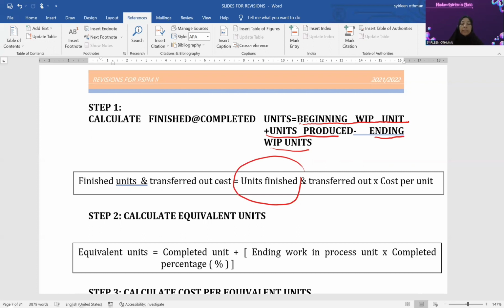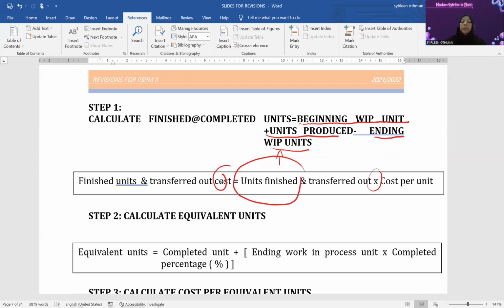Okay, so nak cari the completed units, we'll find the beginning WIP unit. Kita akan campur dengan unit produce and we'll minus the ending WIP units. So once you get the finished units or the completed units, how are you going to calculate your finished units and transferred out costs? Tadi kita kira units, dan bila kita nak kira cost, the one that you've calculated above, kita akan darabkan dengan cost per unit yang kita kira dalam table tadi tu, to get the finished units and transferred out costs.